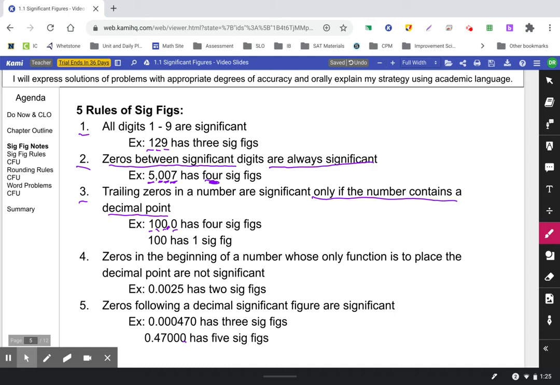If we compare that to a number like just 100, even though it looks like the same number, it's not quite, because we don't know exactly what degree of accuracy that's from. This would just have this single 1 as a sig fig. These trailing zeros here do not count as significant because there is no decimal point in that number.